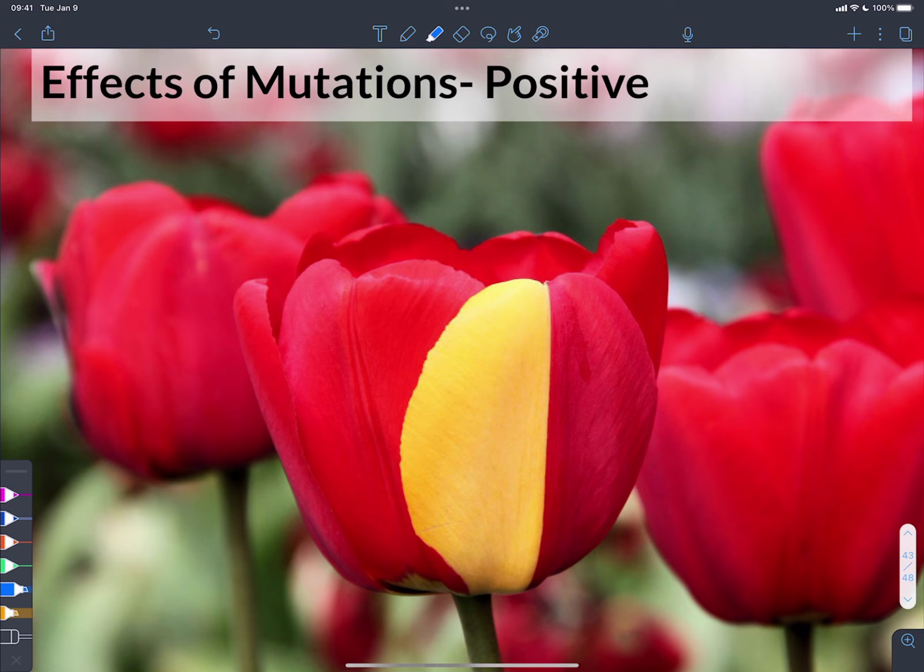But mutations can also be positive. Mutations are ultimately the source of all of the variation that we see in living systems. Every difference between you and any other human on the planet is ultimately the function of mutations. If the DNA had not changed, you would not have the variations that you have that make you different from every other person on the planet. This is going to be really, really important later on in our course when we talk about evolution.